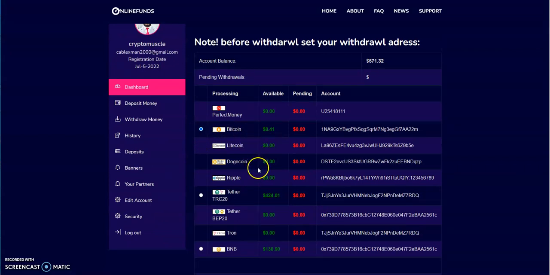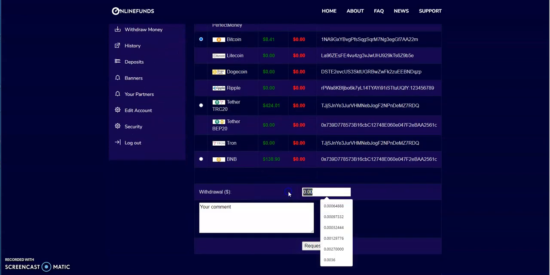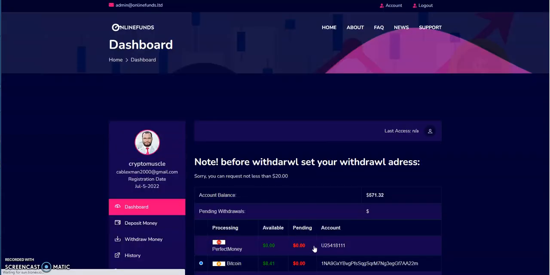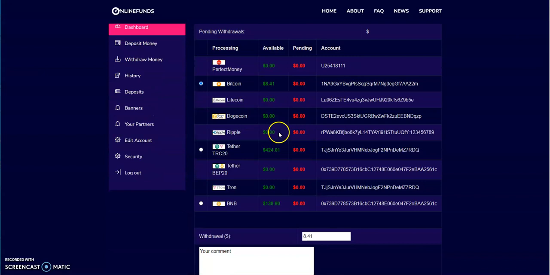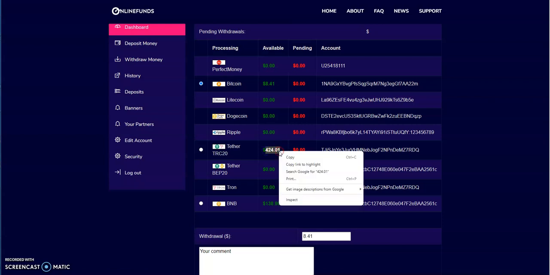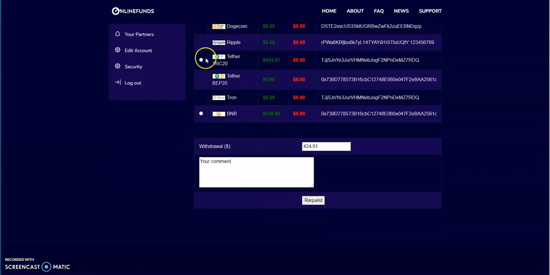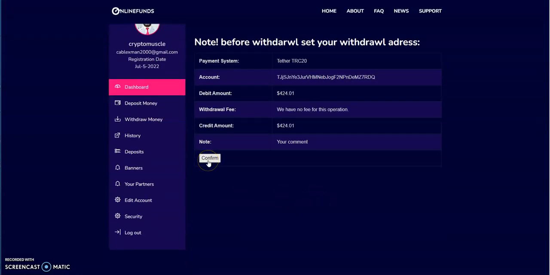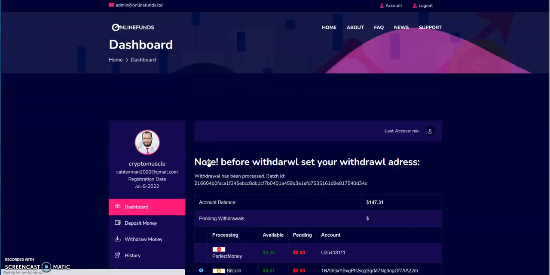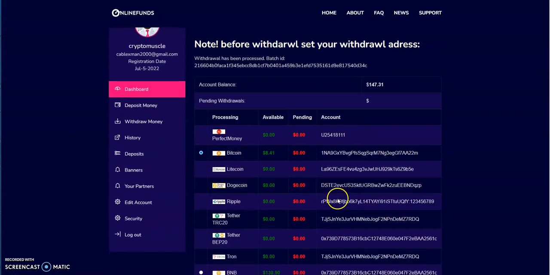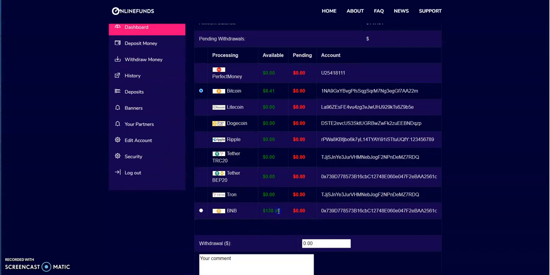Bitcoin 841. I don't think I have enough for that. I'm gonna try it though. So it can't be less than 20. Okay, so I gotta hold off on that one. Tether 424. Just copy and paste, so much easier. Click on Tether. Boom. And here we go. And batch ready. All right, cool. First payment. Oh, and BNB, nice. I haven't had a BNB in a while, so thank you.